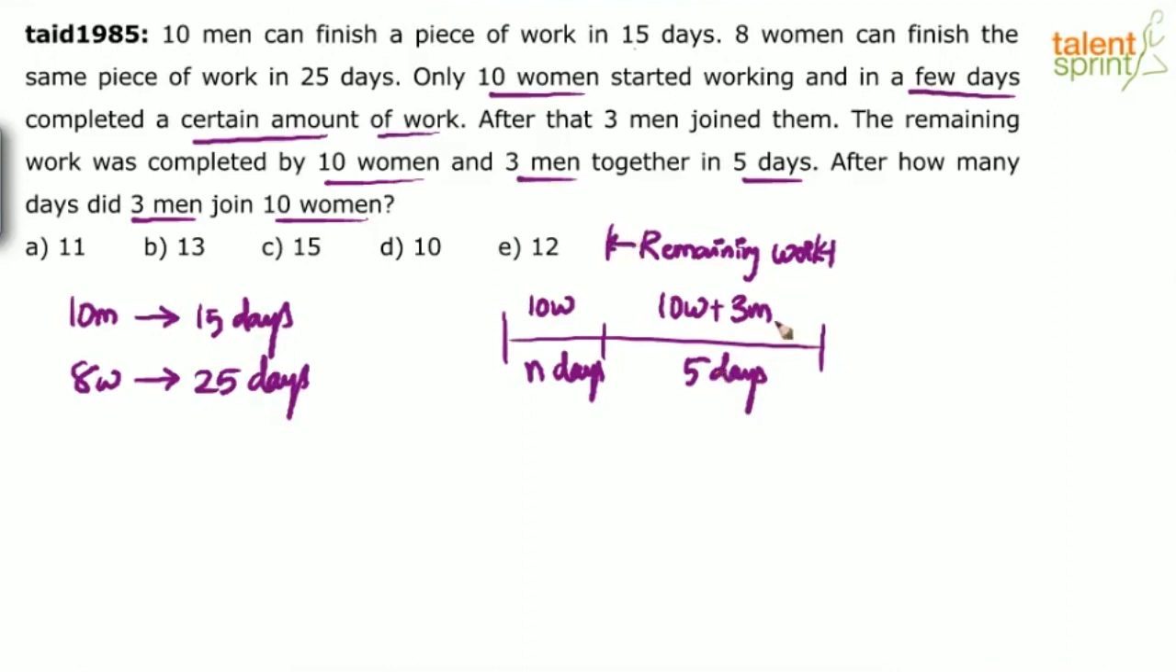So we can definitely find out how much is the remaining work done by 10 women and 3 men in 5 days. Do that. Once you find out the remaining work done by these people, you will know how much was done by 10 women in n days. And once you know that, you can find out the number of days. Of course, these values are given to us, so you have to use these values to find out the answer. Clear? So how do we do it?